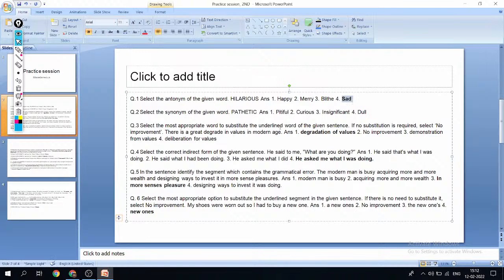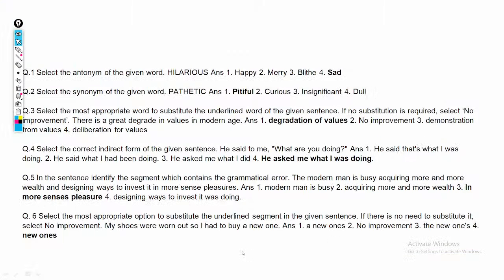The second one is select a synonym. Synonym means similar meaning word of pathetic: pitiful, curious, insignificant, dull. So pathetic means something which is very sad. And along with that, I believe pitiful is the perfect answer, because the others don't mean pathetic. Curious means when you want to know much. Insignificant means something which is not important.